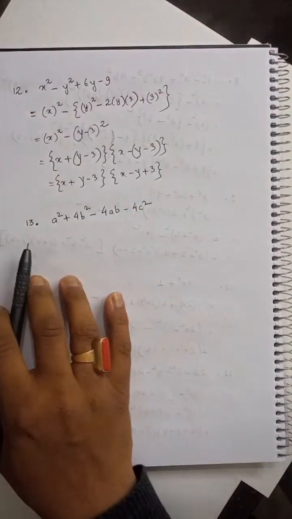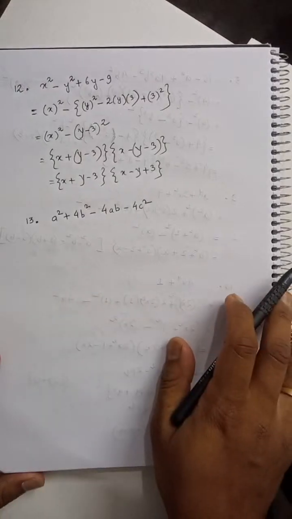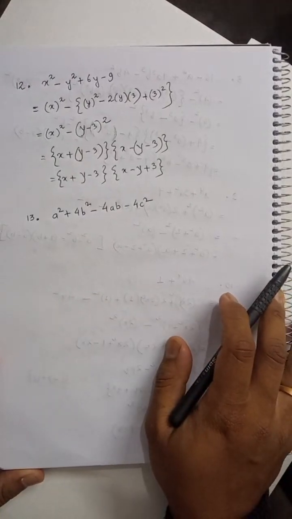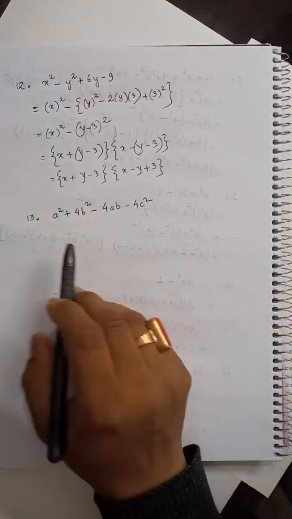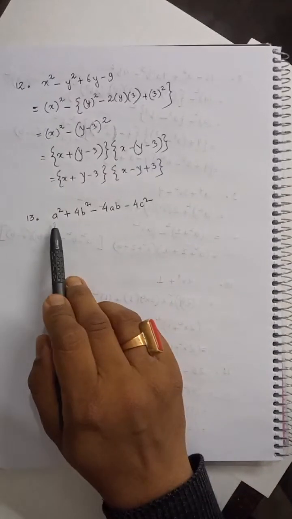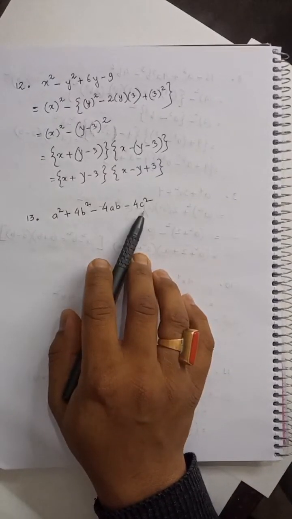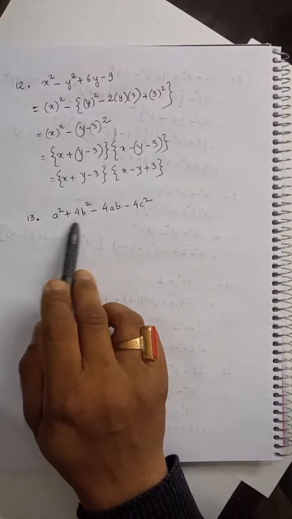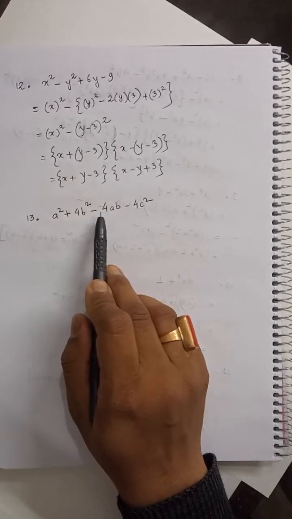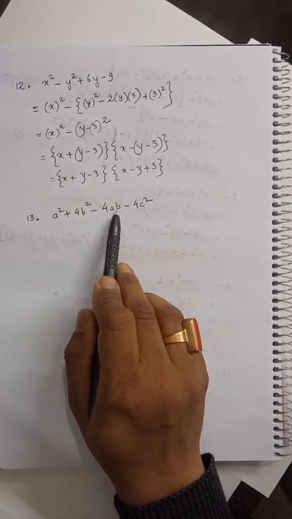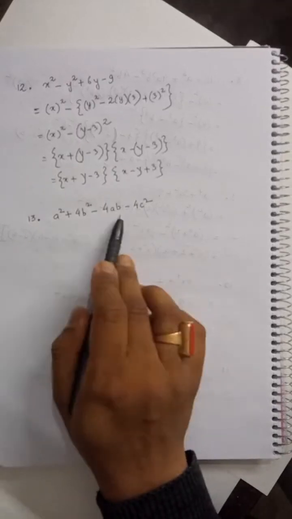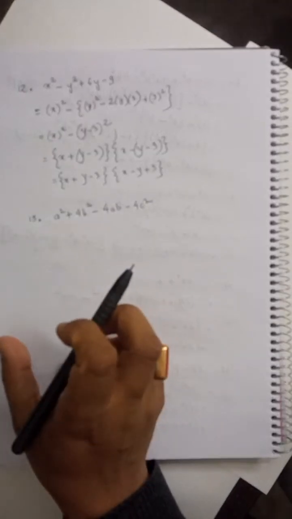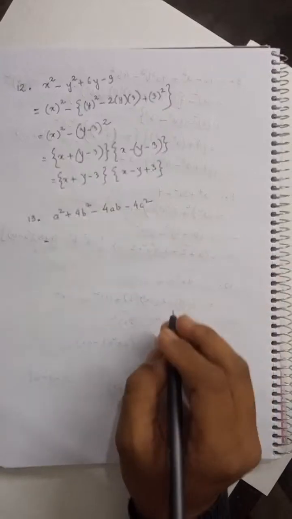Okay, so in this question, I hope my handwriting is readable. We have three square terms: a square, b square and c square. But we will take a square and b square. The reason is we have 4ab. So these three terms can be grouped as one, and 4c square will be separated as the other square term.